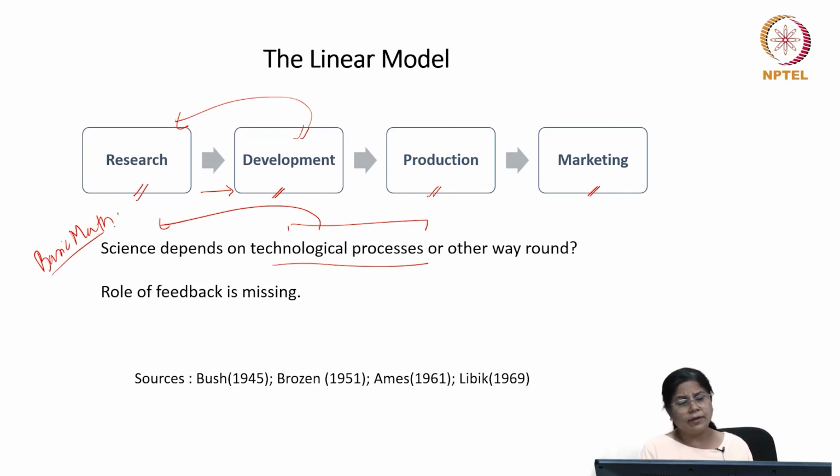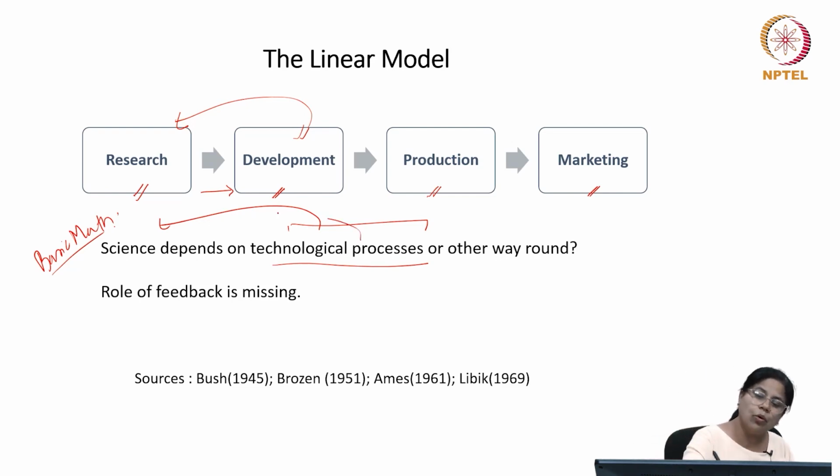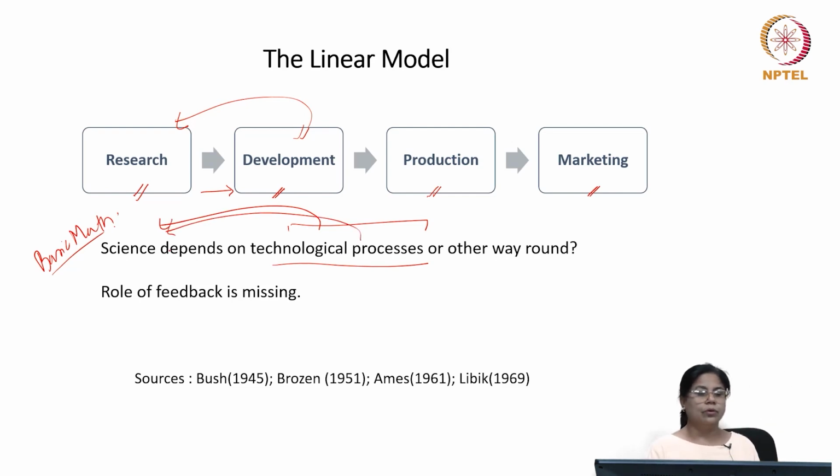So these are various examples which show that one may have to go back from the technological processes to basic science, and from the process technology to develop certain solutions to the basic problems. If that is the case, these kinds of changes are not being taken into consideration in this very simplistic understanding of the innovation process through the linear model. Clearly, what we find is that the feedback effect is missing.